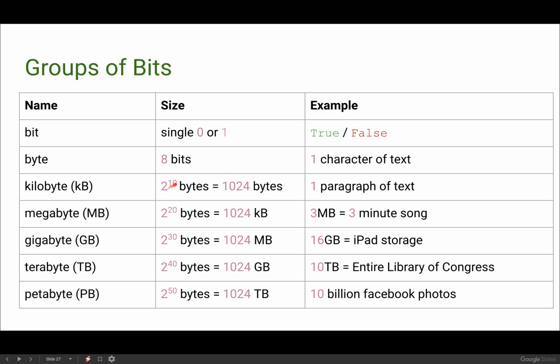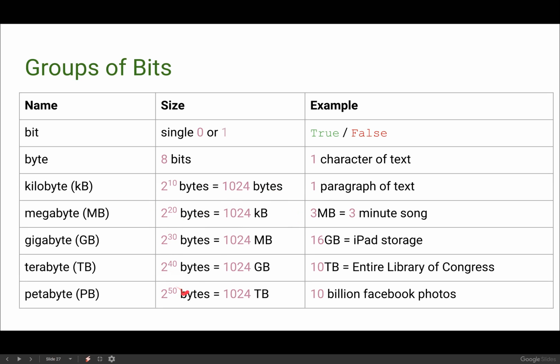If I bring 2 to the 10 number of bytes, so a large number of these sequences, that is going to be 1 paragraph of text. So I can have about a paragraph of text in a kilobyte. A megabyte, that's the next step up. I'm going to have 2 to the 20 number of bytes. This is 1024 kilobytes. And about 3 megabytes is roughly how long a 3-minute song is in MP3, which is the most common compression format.